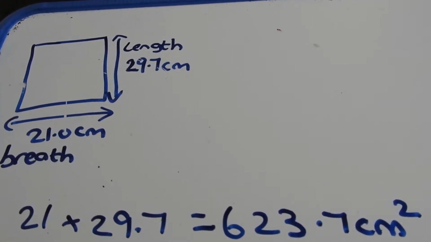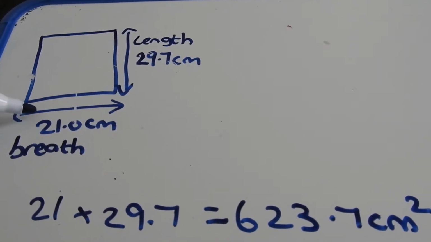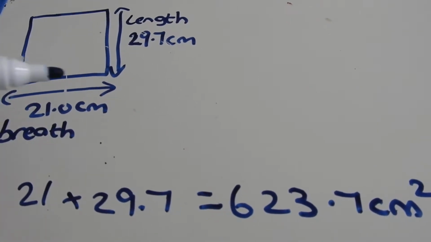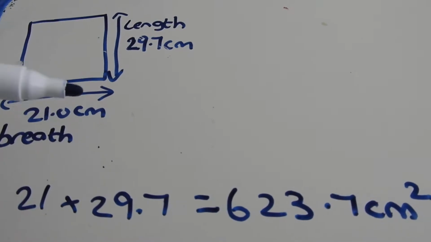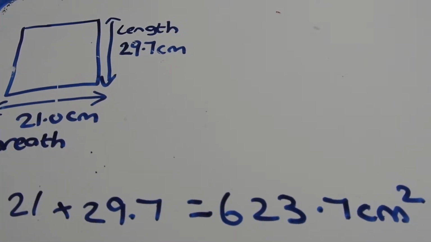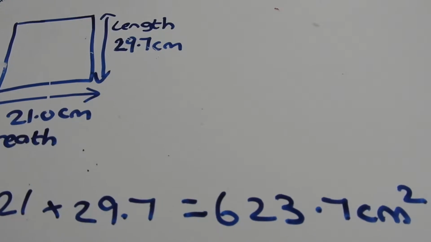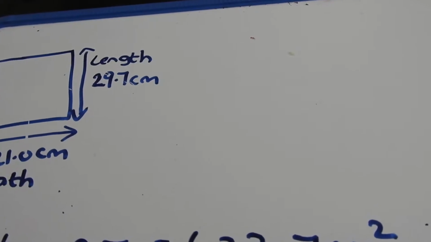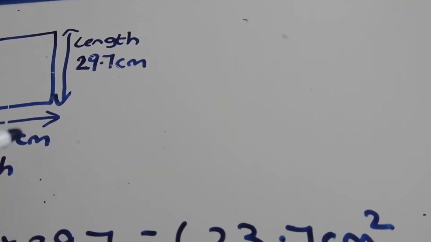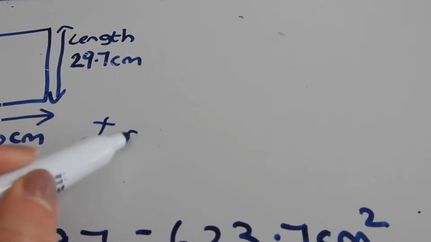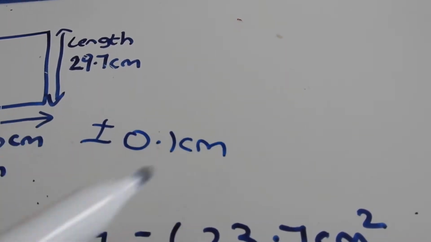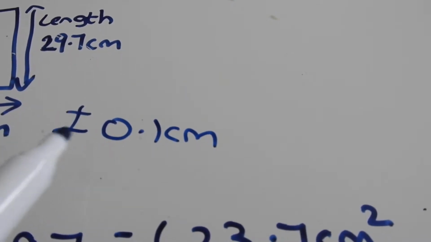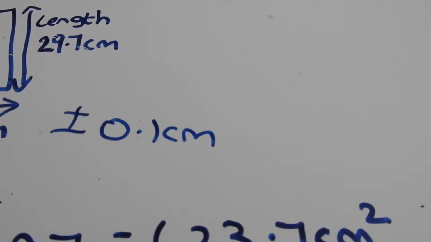First of all, you have to look at what is the uncertainty in your ruler. If you look at a ruler, you obviously have the centimeters marked, and then you have the little tiny lines in between the centimeters. They represent 1 millimeter. So the smallest division on the ruler is a millimeter, which is 0.1 centimeter. So the uncertainty in your ruler is always plus or minus 0.1 centimeter.